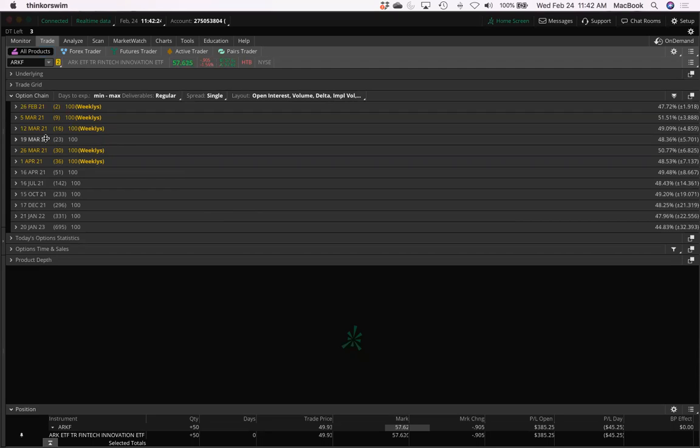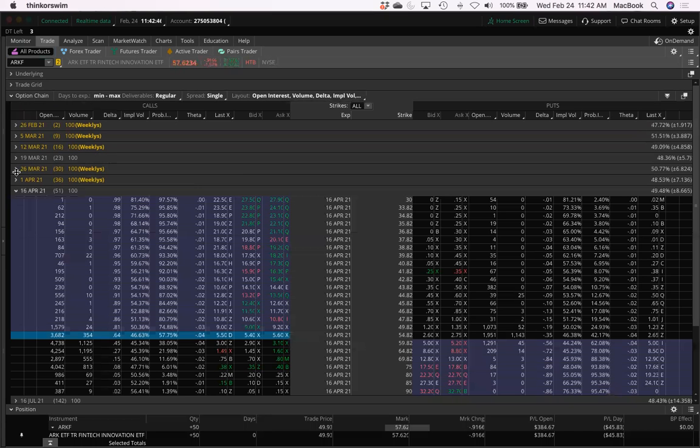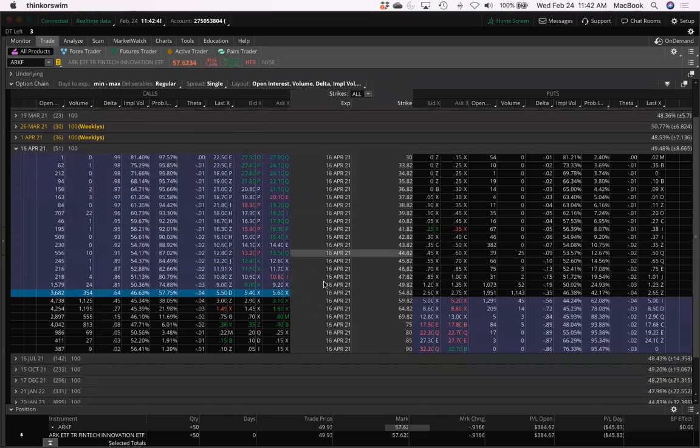But looking at ARKF, we pretty much have a March monthly. We have some weeklies in between. We have an April monthly, and we have a July monthly option. So the 142 is pretty far out. I don't think I want to go that far out, but what we would select in this case, being close to about 2 months, is the April. And so here we have the chain. Here's all of the strike prices that are available for the April expiration.